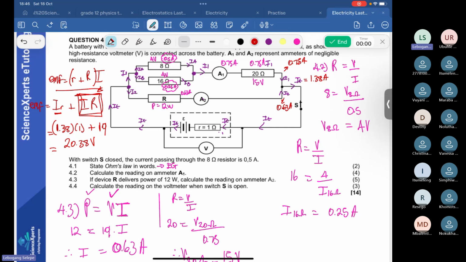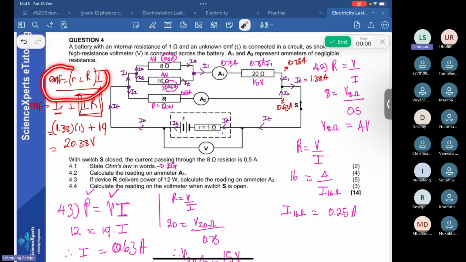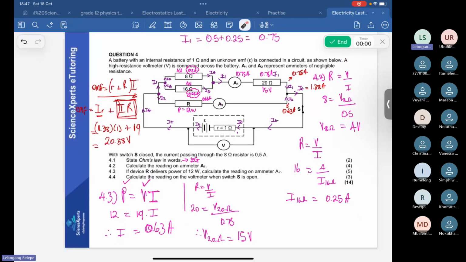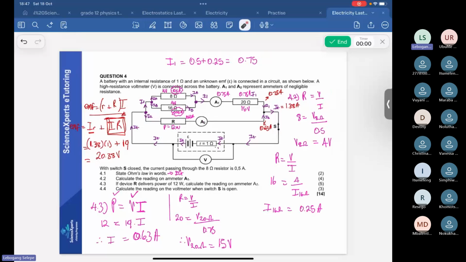Ubuhle, do you understand this one? Because even though we don't have the value of R, we don't need it to solve this problem. You can always rearrange this formula to suit the case that you're dealing with, right? So yeah, we're done with that one.